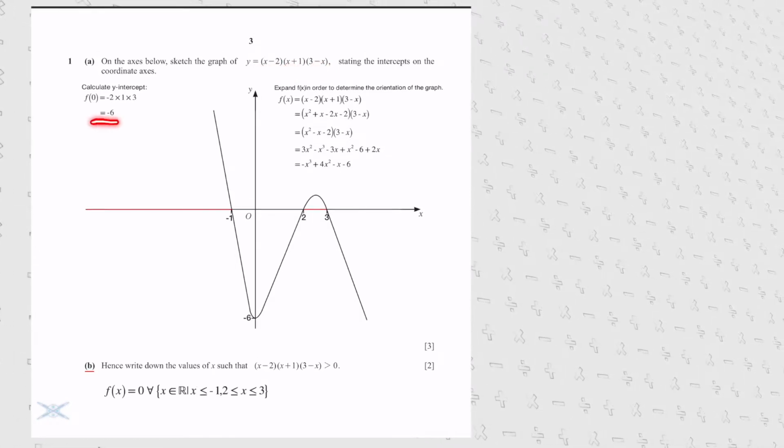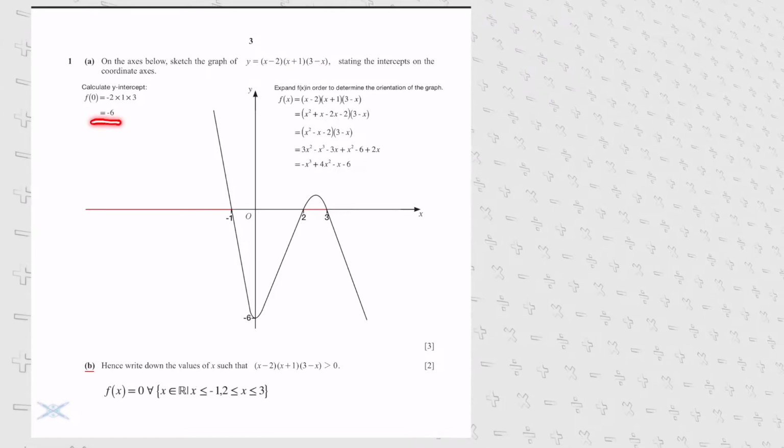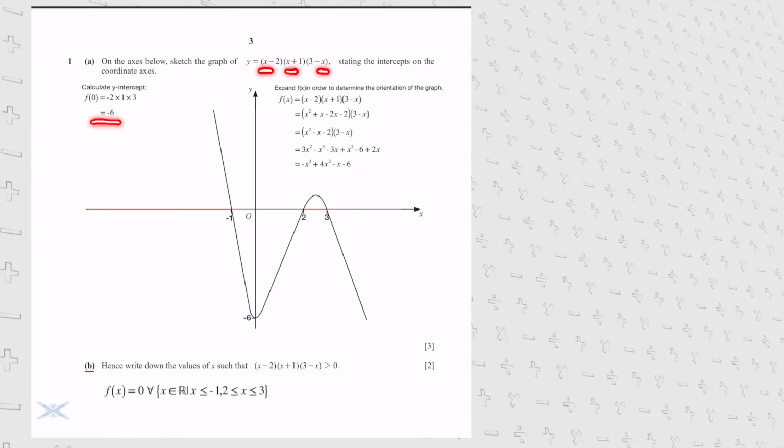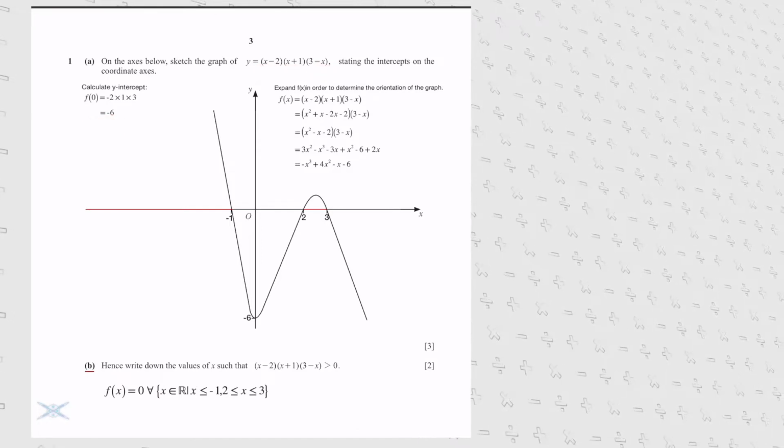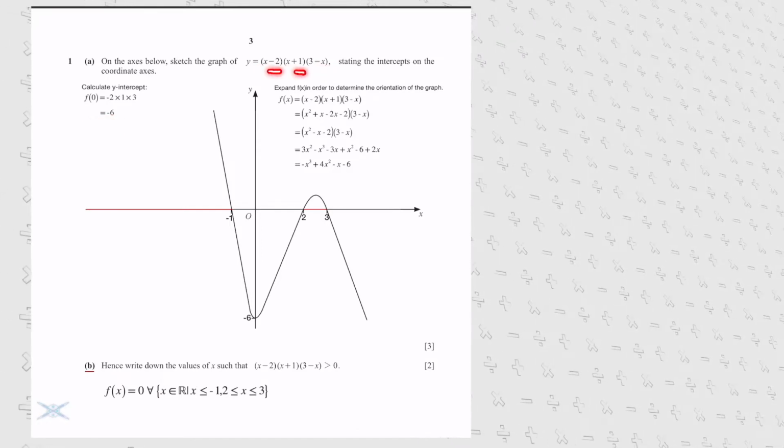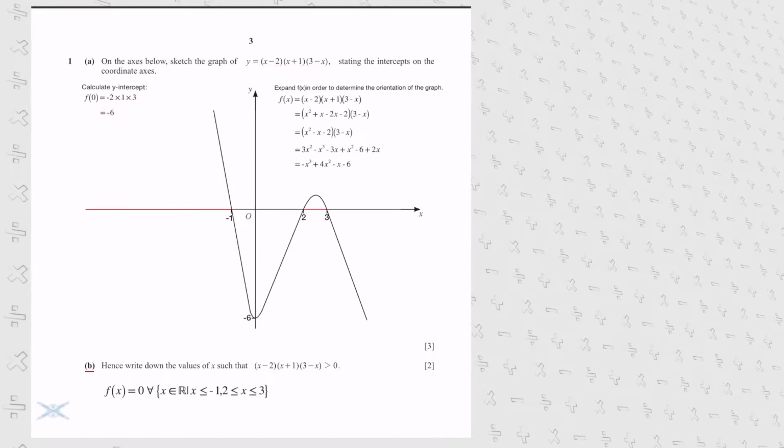Secondly, to determine the y-intercept, we simply substitute all of our x's with 0. So our calculation is straightforward, being -2 multiplied by 1 multiplied by 3, which equals -6.